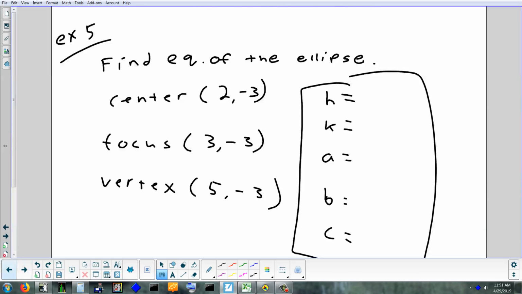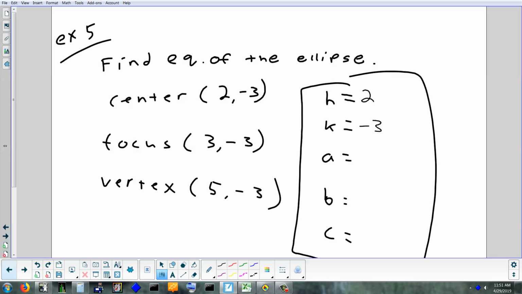So, last one, let's look at the equation of an ellipse, where the center is at (2, -3), the focus is (3, -3), and the vertex is (5, -3). So, you still have to find A, B, C. That doesn't change, but there's 2 extra letters now, H and K. Even though you get 2 extra letters, those are usually the quickest ones to find. So, anyone think they can tell me what H is in this case? 2. Yes, H is 2. How about K? -3. Done. So H and K are done.